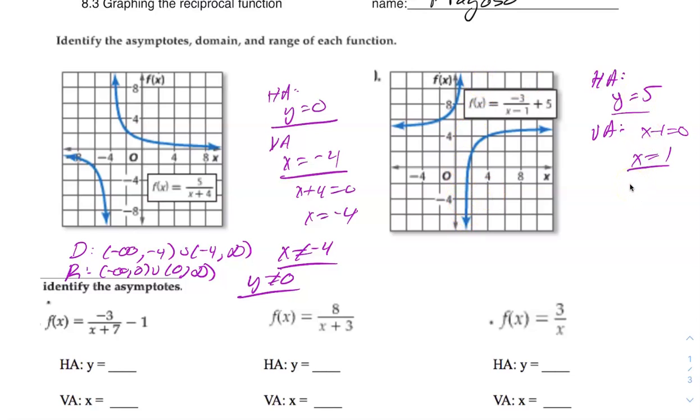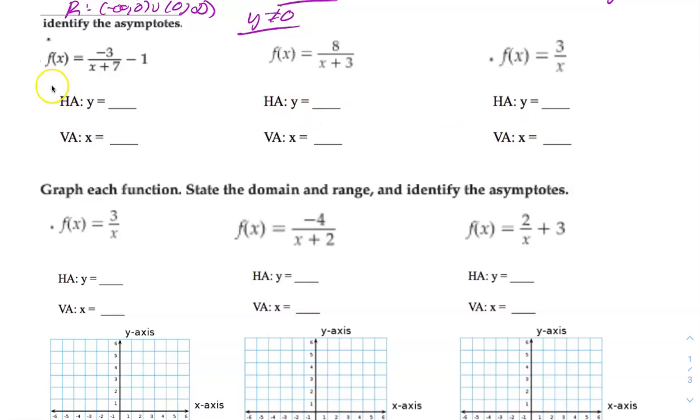How about domain and range? Well, for domain, the easiest way is you just can't be the vertical asymptote. So x cannot equal 1. And for the range, you just can't be the horizontal asymptote. You just can't be 5. And there you go.